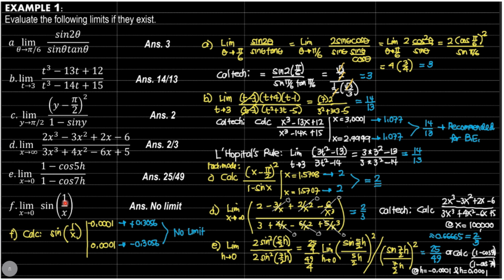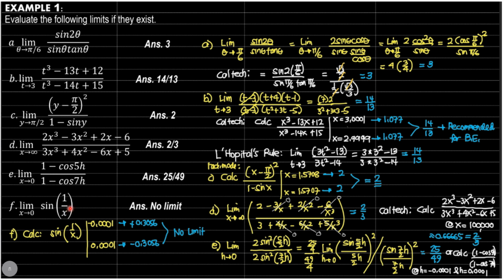Letter F, limit of sine of the quantity 1 over x as x approaches 0. We know that the graph of sine of x is continuous. So when x approaches 0, 1 over x, if it is just to the left, approaches negative infinity, and the sine function is defined there. And 1 over x just to the right, 0.0001, is positive infinity, and it's also defined.